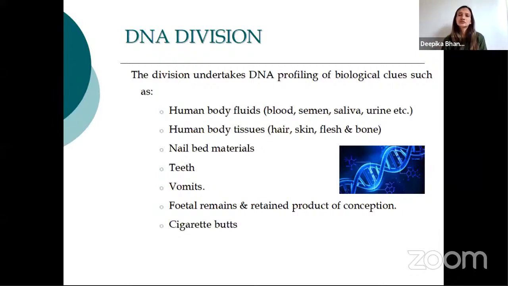Then there is the DNA division. They basically do DNA profiling. Here we have not only human DNA profiling, we have also started wildlife profiling, that is, of animals. The biological fluids that come are human body fluids like blood, semen, saliva, urine, etc., and human body tissues like hair, skin, flesh, and bone. In sexual assault cases, sometimes there might be a scuffle between the two, so there might be some material, flesh or something, in the nail beds. So nail bed materials, then teeth, then vomit, then fetal remains.